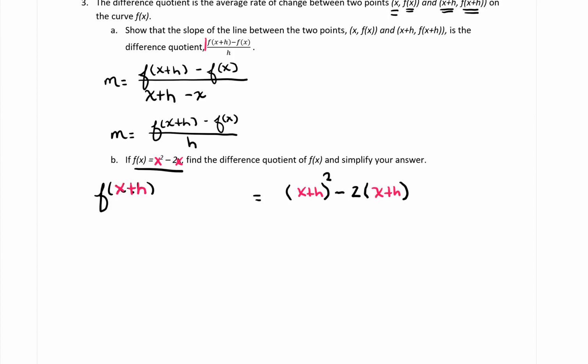Okay, so that's the first piece of our difference quotient, this f of x plus h. Then it tells us to subtract off our f of x value. So minus f of x. Well, our f of x value is this x squared minus 2x. It's more than one term, so I need parentheses around this. So x squared minus 2x. Then it tells me to put this all over h.